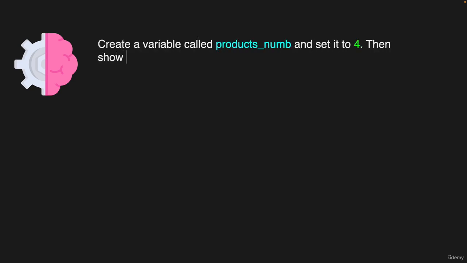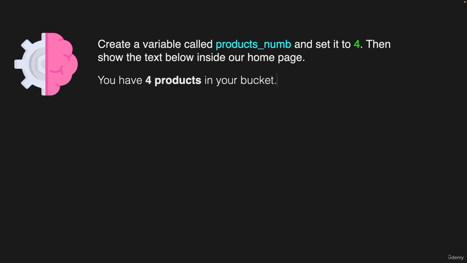Now I have a practice for you. Here is the objective of this practice. Create a variable called products num and set it equal to 4 integer. Then show the text below inside our homepage. You have 4 products in your bucket, and you have to pay attention that the 4 products is bold. Okay, so on our homepage we should see a text that looks like this. Okay, but the 4 is not something that we write in our HTML. It should come from products num.